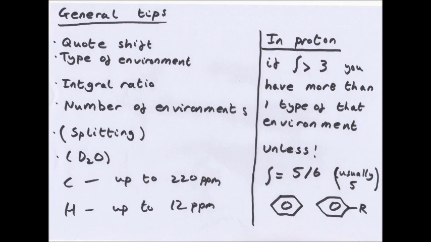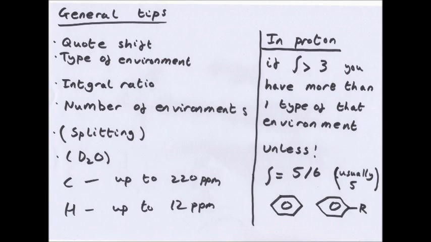Then you want to look at the integral ratio. That's the number of each type of environment. So 2 to 1 to 1 shows there's 2 of one environment, 1 of the other 2. And then look at the number of peaks. That shows you the number of environments. And if you're looking at proton, look at the splitting pattern and D2O and use the n+1 rule.